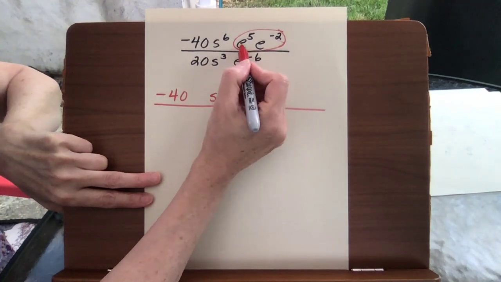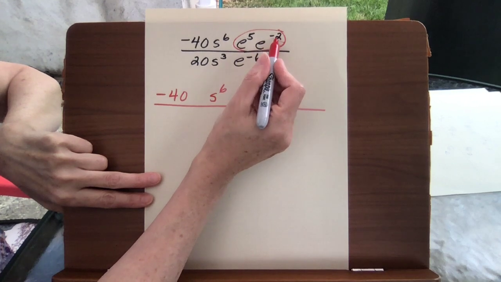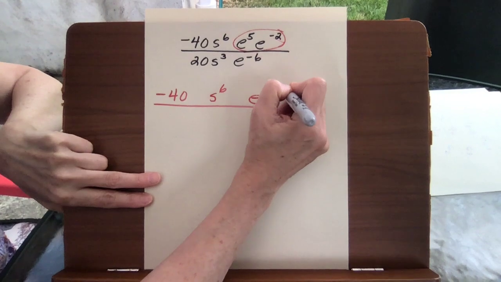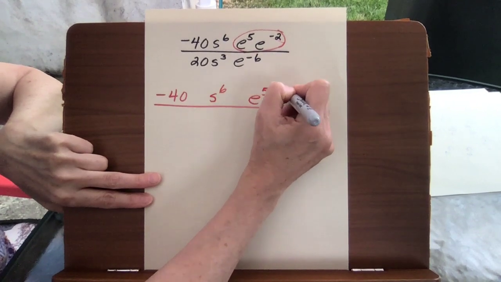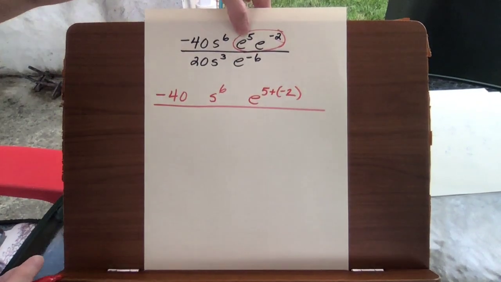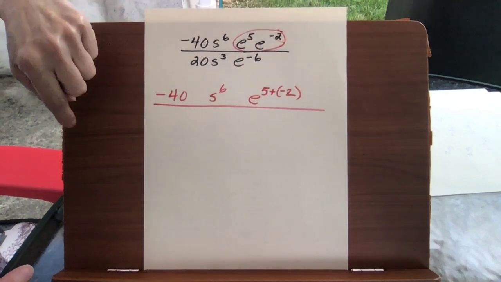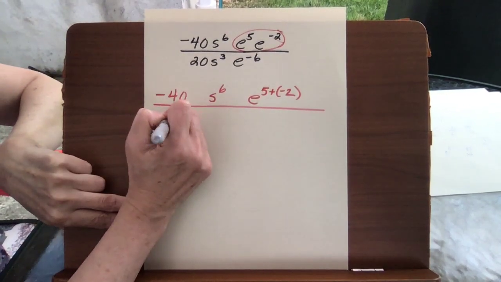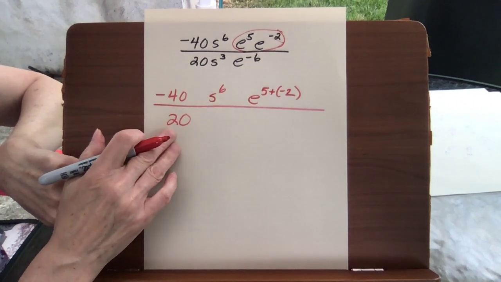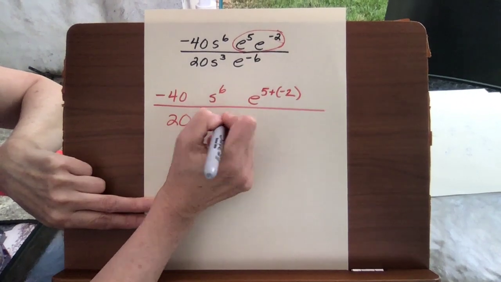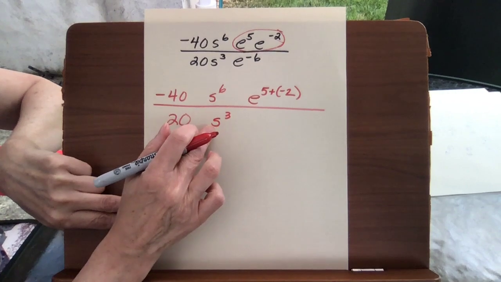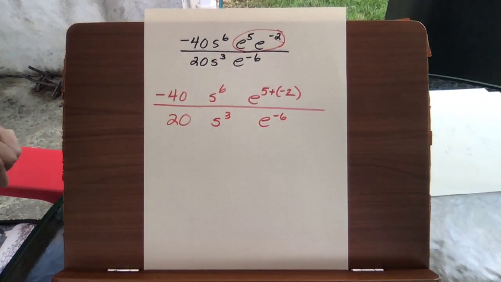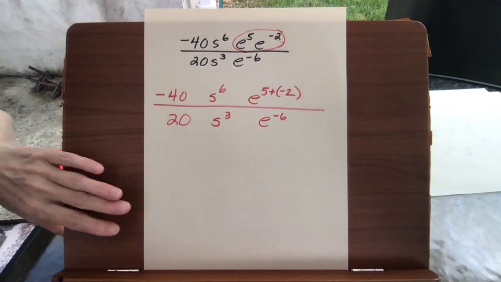And I'm going to calculate e to the 5th times e to the negative 2nd, which is e to the 5 plus negative 2. Because that's multiplication, so we keep our base and add our exponents. So we're doing 5 plus negative 2. All right, 20 goes underneath our coefficient of negative 40. S cubed will go underneath our s to the 6th, and our e to the negative 6th will go underneath this e. All right, so now we're going to simplify.